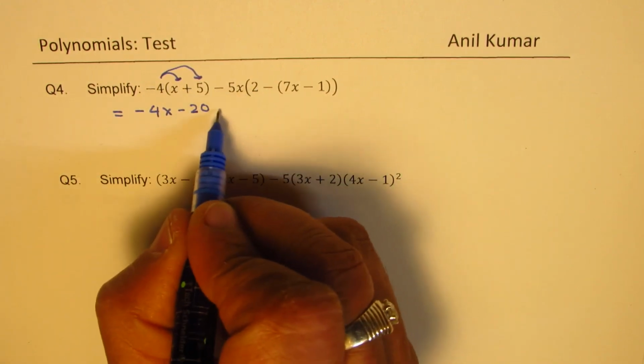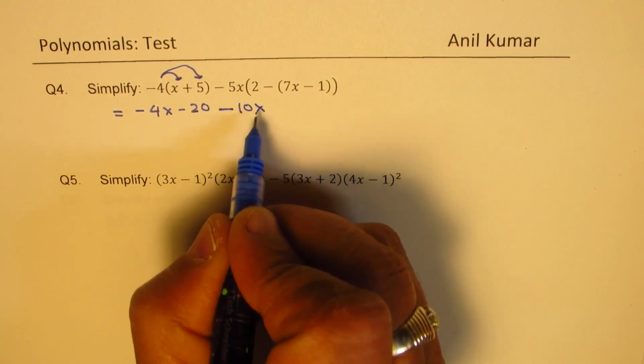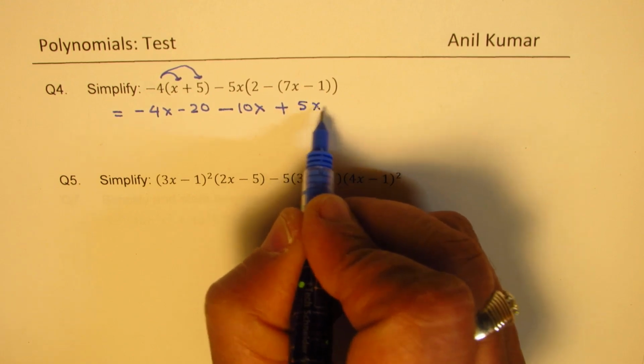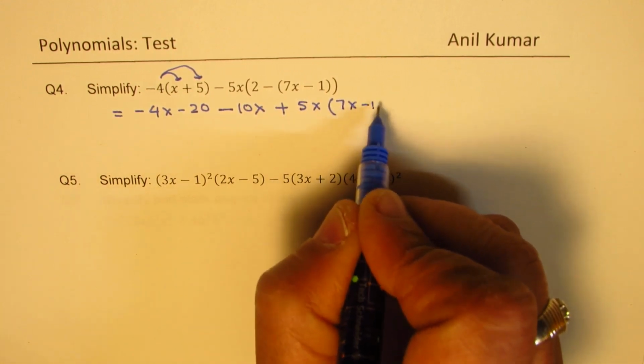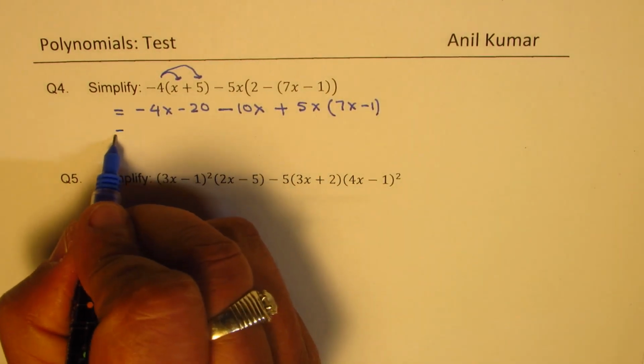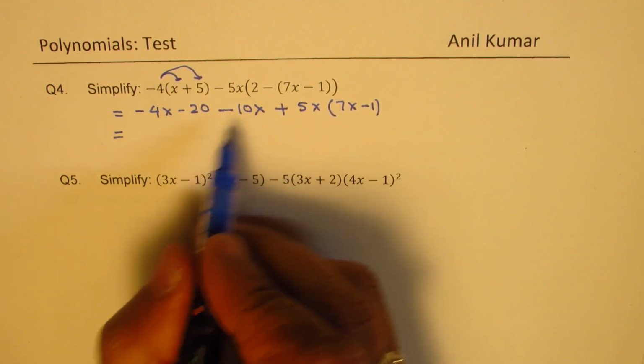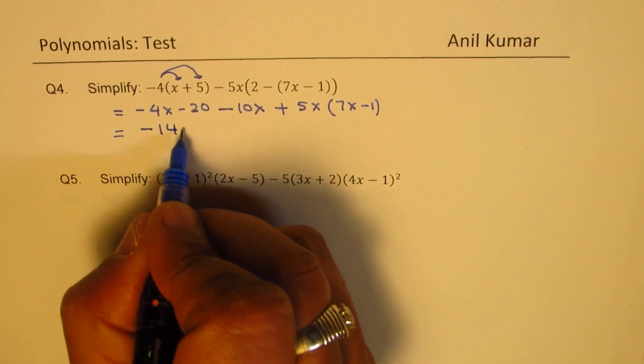Now, here when I open the bracket, I get minus 10x. Now, with this, minus and minus becomes positive. We have to multiply 5x with 7x minus 1. Correct? Now, we can combine these two terms at least. Minus 4 and minus 10 gives us minus 14x.